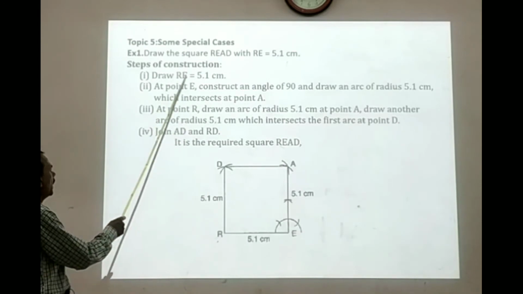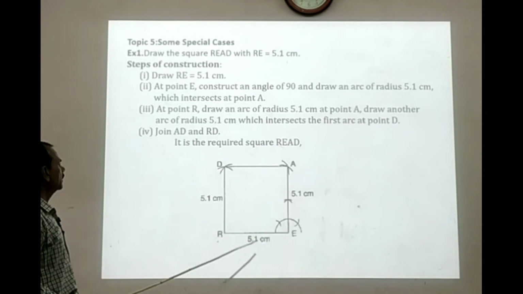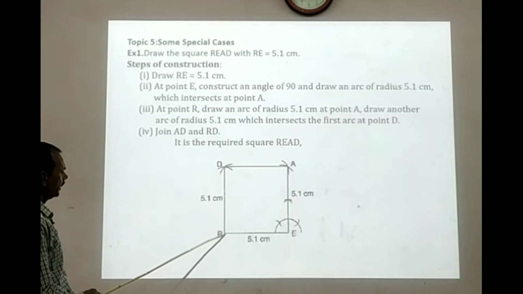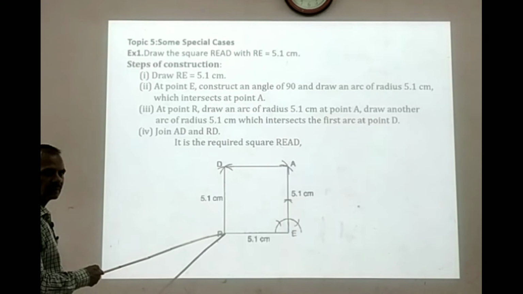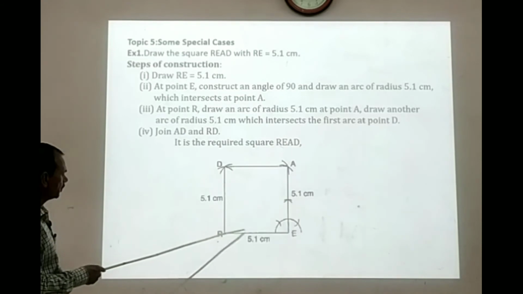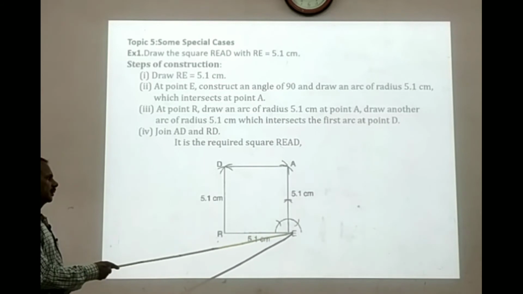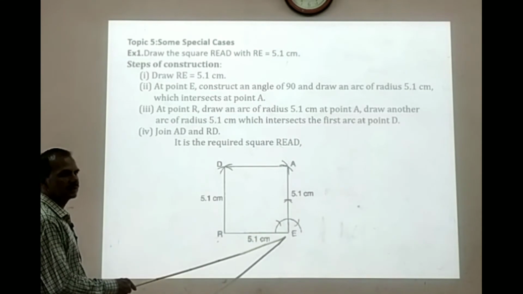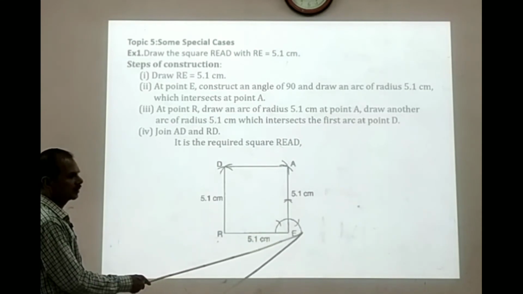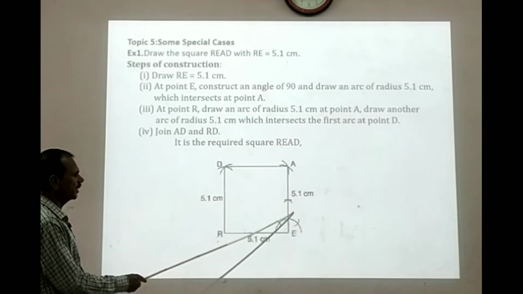So here, draw RE 5.1 centimeter. Then at point R, make a 90 degree angle using a compass. Again, at point E, draw a 90 degree angle using a compass. With a suitable distance, each arc makes a 60 degree angle.